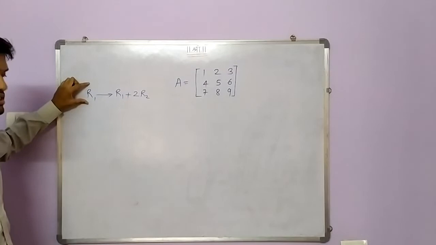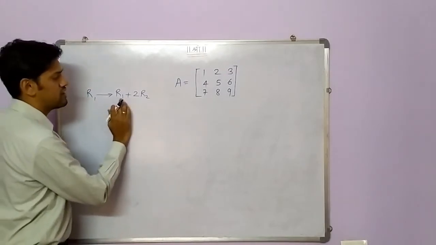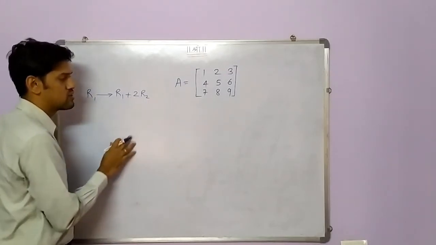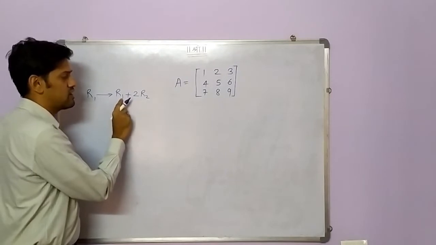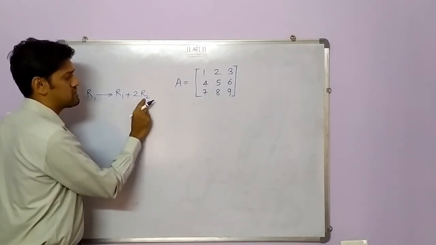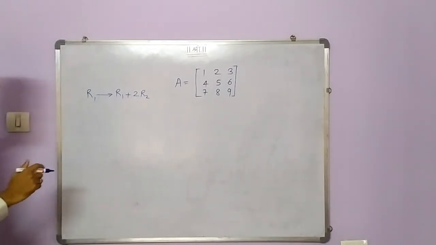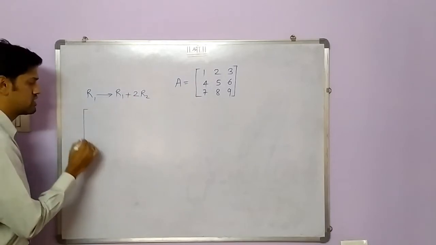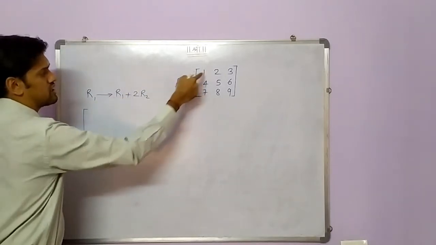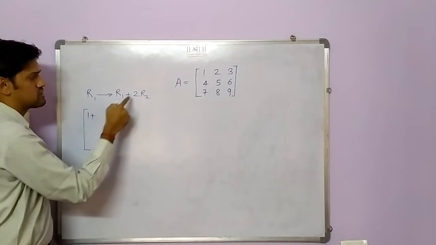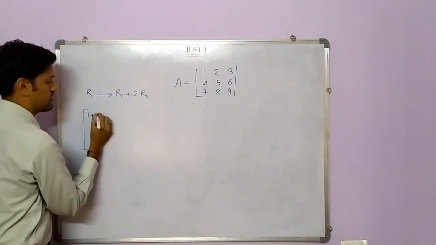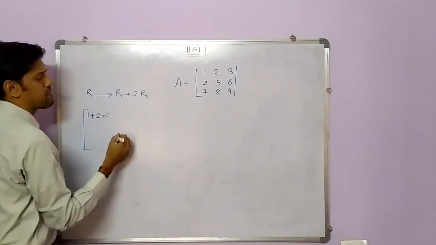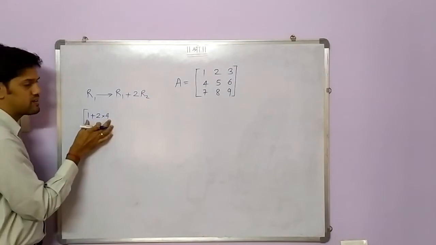R1 will be altered in such a way that it becomes R1 plus 2 times R2. So each element of R1 will be added to 2 times the corresponding element of R2. So I will show you here. The first element is 1 plus 2 times 4. This is my first element.